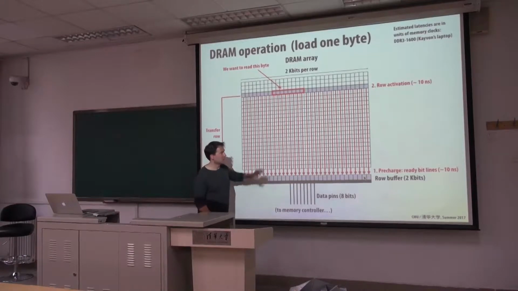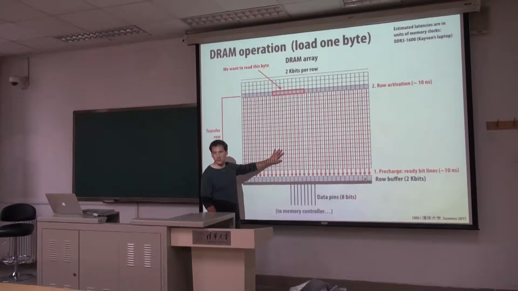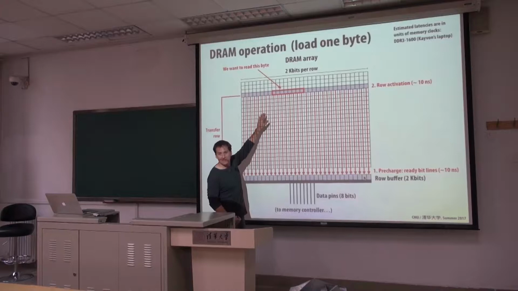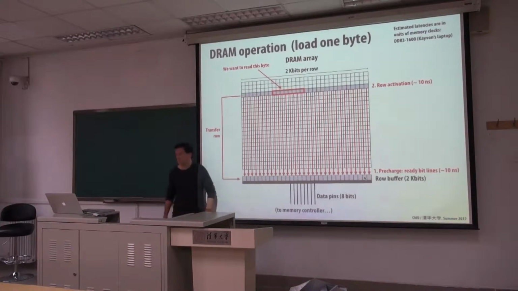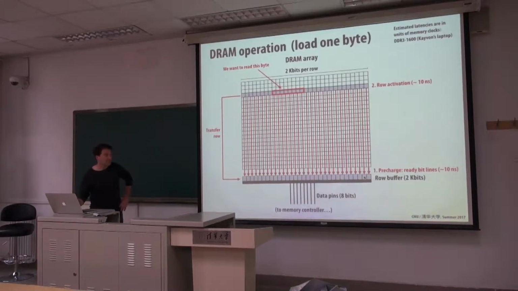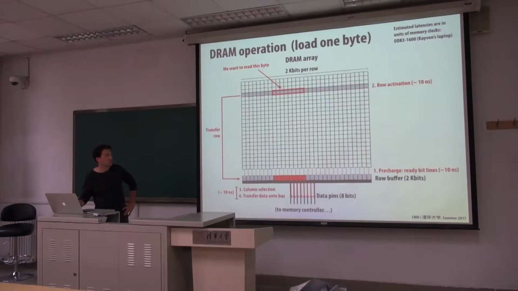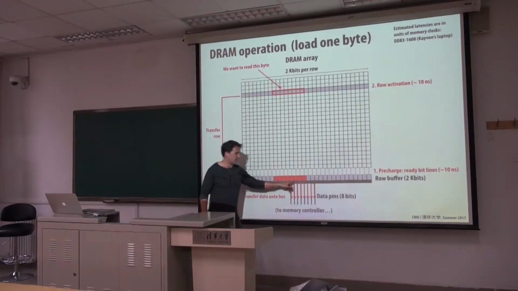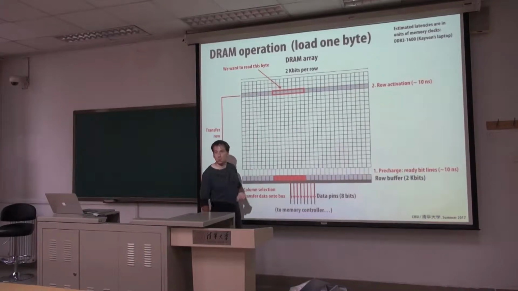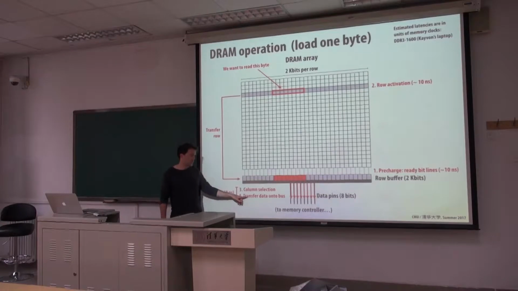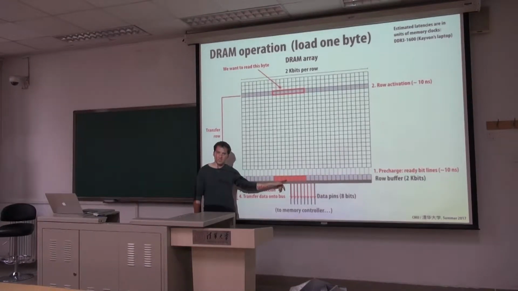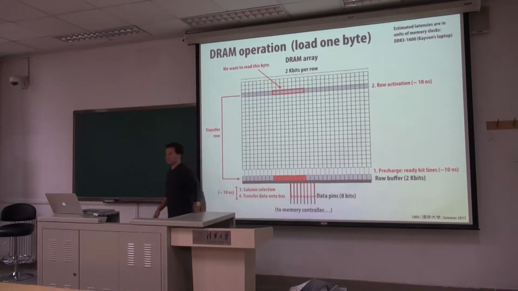So step 1 is prepare the wires, pre-charge. Step 2 is activate a row, read the charge, and convert it to a digital signal. Step 3 is figure out which byte in the row buffer we want to read, which would be this byte right here, because that corresponds to the bits that we wanted. And then step 4 would be to transfer the data in this storage out over the data bus to the processor, like this.